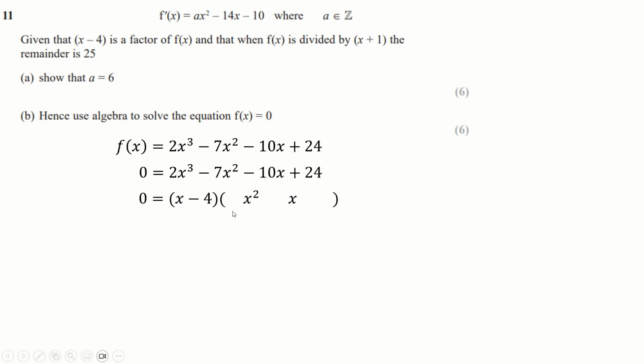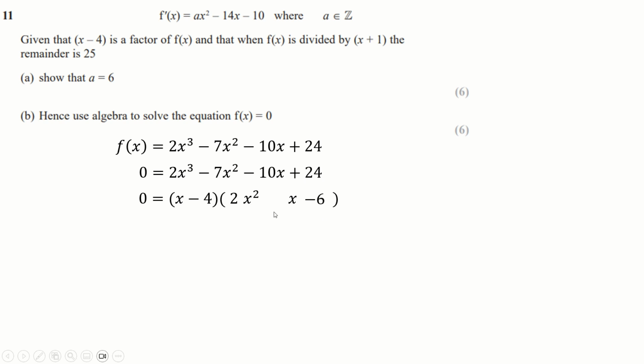All you have to do is say to get an x cubed, you do this term times this term. I want 2x cubed, so this must be a 2. To get plus 24, you do this times this. I've got a minus 4, which means this must be a plus 6. Sorry, a minus 6. Two negatives, of course, multiply to make a positive.